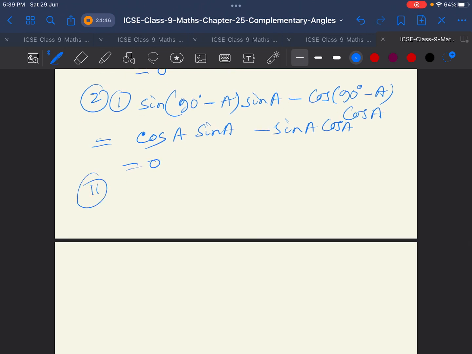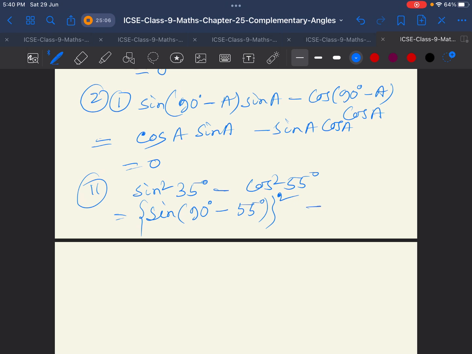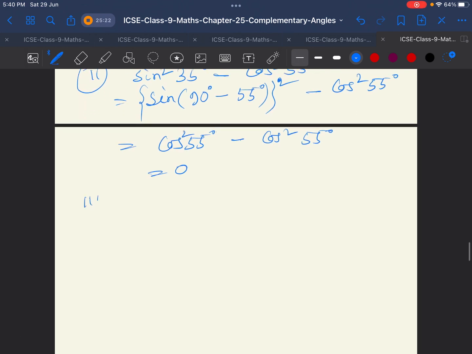Next, sin square 35 degree minus cos square 55 degree. Sin 35 degree we can write as sin (90 minus 55), whole square, minus cos square 55 degree. So this is cos square 55 degree minus cos square 55 degree, equals 0.